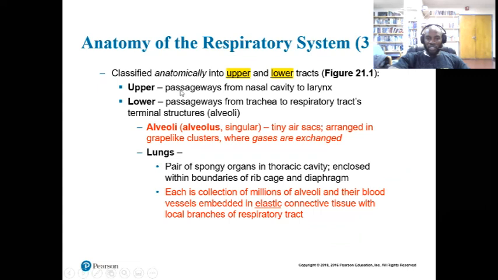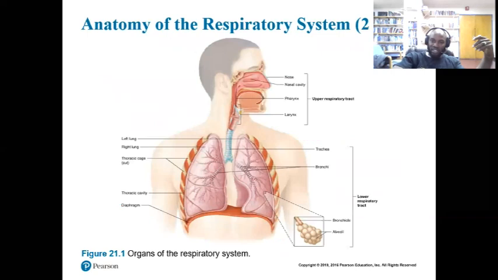Upper is considered the passageway from the nasal cavity to the larynx, and the lower is the passageway from the trachea to the respiratory tract's terminal structures, the alveoli. Alveoli, those are your air sacs. They look like a bunch of grapes, and we'll talk about that. But that's where gases exchange. So the sort of delineation between the upper and the lower is the larynx, which is right here.